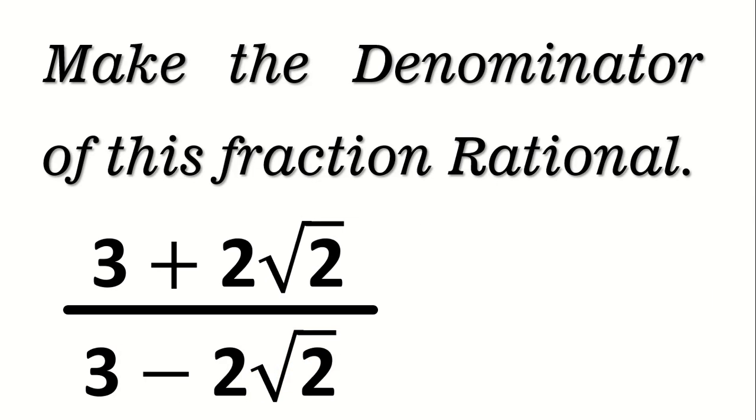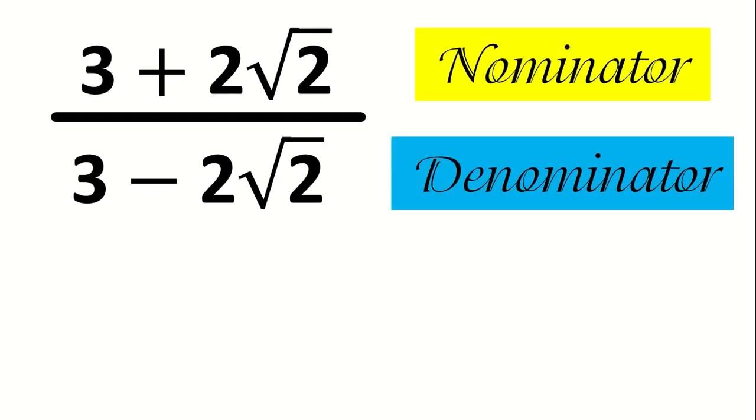The question says, make the denominator of this fraction rational. So we have (3 plus 2 radical 2) over (3 minus 2 radical 2). This is a fraction. The whole of these things is one fraction. The fraction has a numerator and a denominator. All the things placed above the fraction bar are the numerator, and all the things placed under the fraction bar are named the denominator. So the main goal is the denominator.